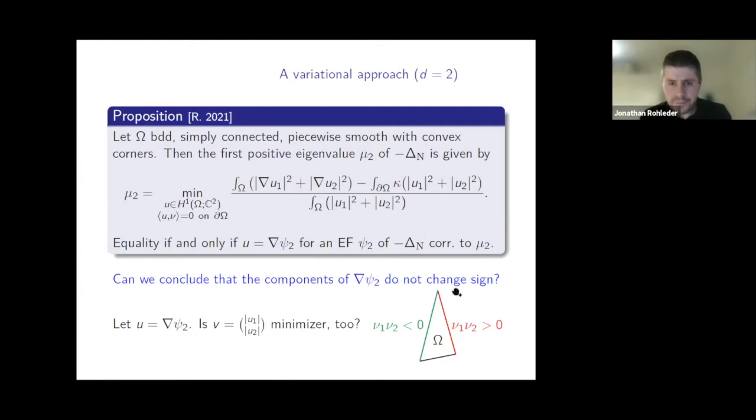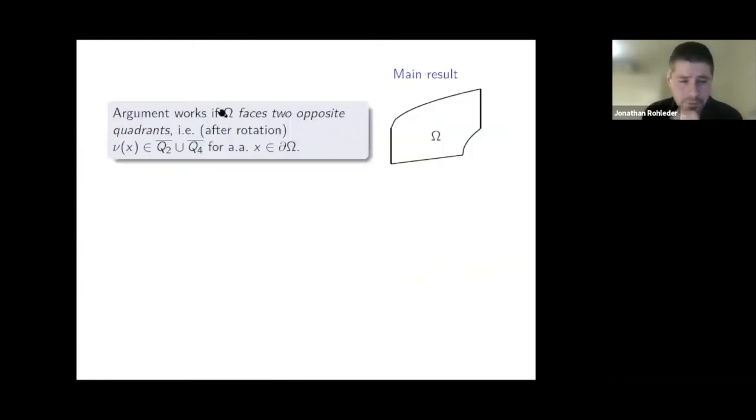I'm trying to summarize this here. What we've just seen is that the argument works if the domain faces two opposite quadrants. That means I can rotate it in such a way that, for instance, all exterior normals belong to the closed second or the closed fourth quadrant. That would be the case in this picture. So there are no exterior normals that point into the interior of the first or the third quadrant.